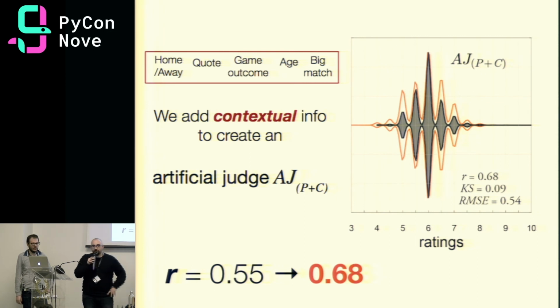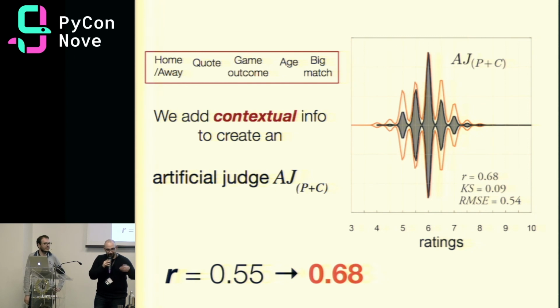Actually, we did a sort of Turing test and asked some professional sports journalists to provide an opinion about the artificial judge and the human judge, and none of them were able to distinguish between the artificial ratings and the human ratings.